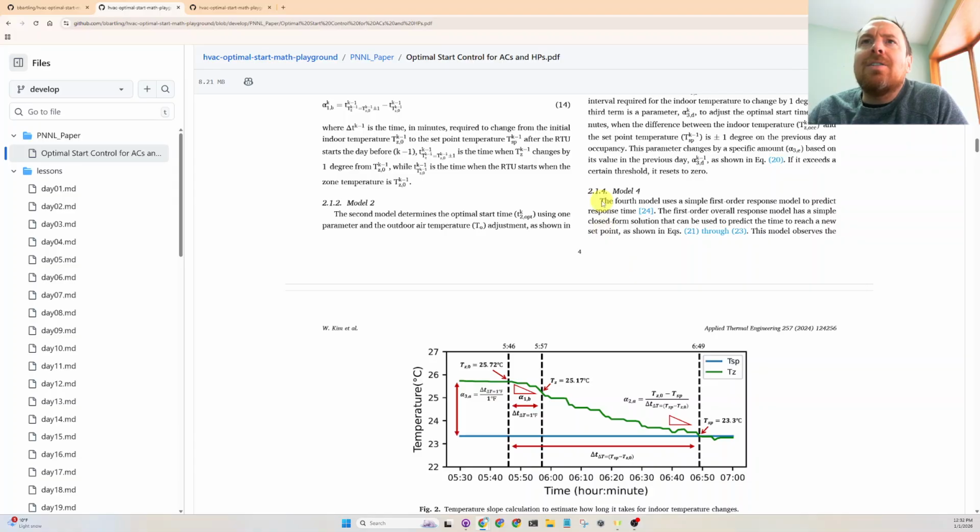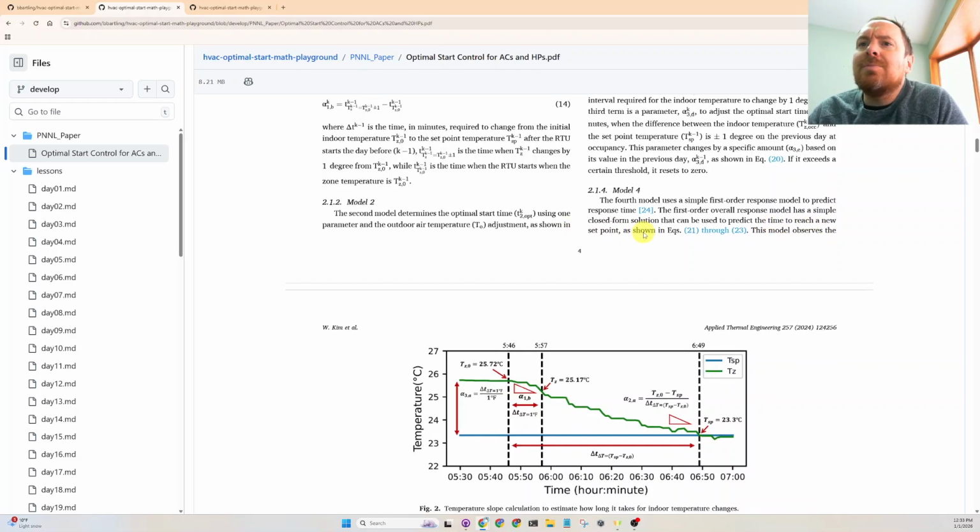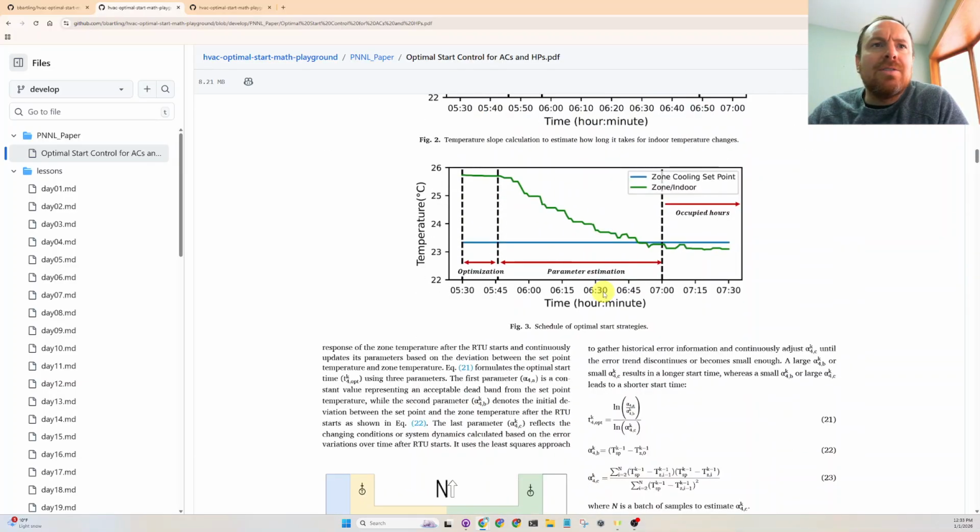So model 4, the fourth model, uses a simple first order response to predict response time. The first order overall response model is a simple closed form solution that can be used to predict the time to reach a new set point, shown in these equations. After the R2U starts, it continuously updates its parameters based on the deviation between set point. So, let's just read this.